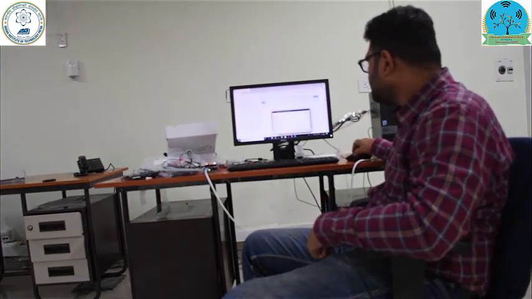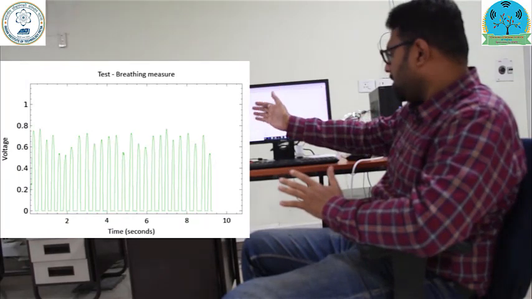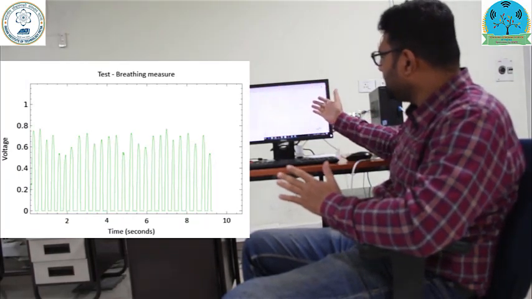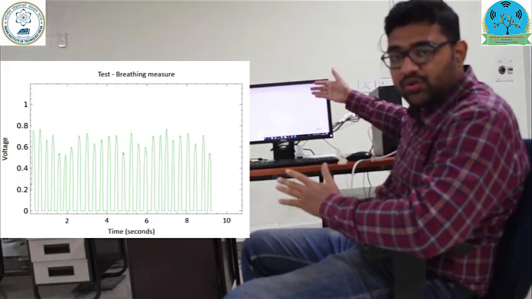Moving ahead, this is the graph for a normal person. That's how the breathing measurement is happening. With time, the voltage values are fluctuating.